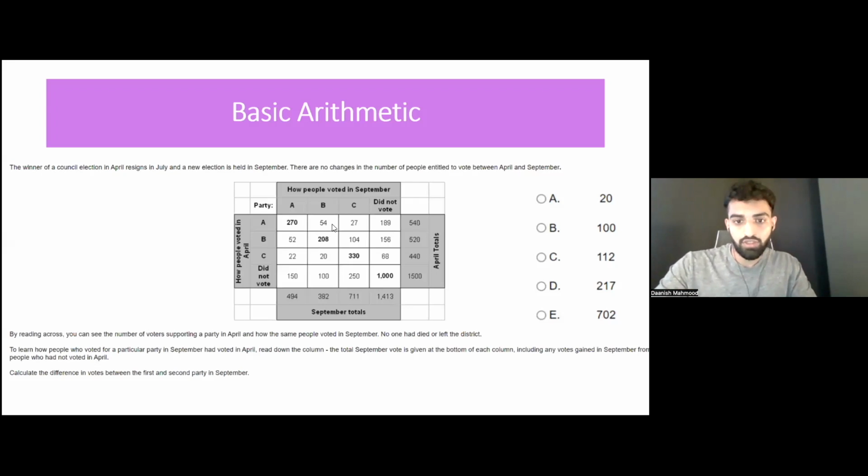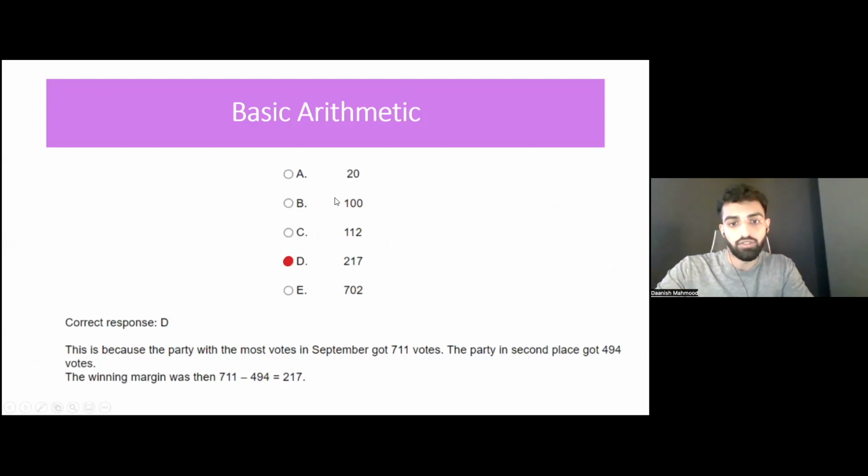Okay, that's 40 seconds up. So just end the poll and share the results. Most of you went for C as the answer. The correct answer is D on this question.